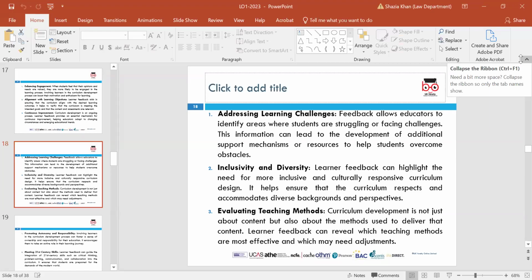It's inclusivity and diversity. So learner feedback can highlight the need for more inclusive and culturally responsive curriculum design. It helps ensure that the curriculum respects and accommodates diverse backgrounds and perspectives. Evaluating teaching methods, and that's really important, because if you get feedback from learners about different teaching methods, this will enhance your learning and your teaching methods become more effective. So, if a learner gives you feedback that they need more digitalization or more focus on certain areas, you need to take that on board when doing a curriculum design.